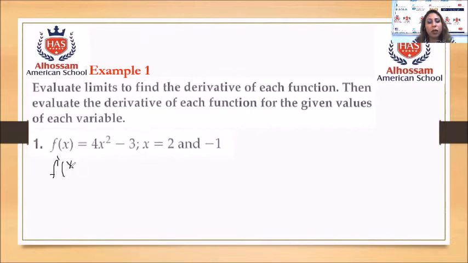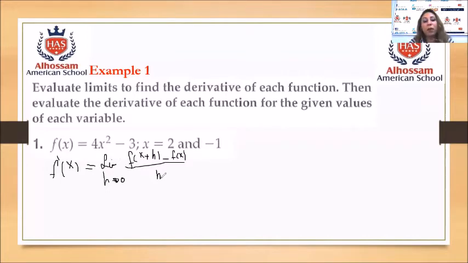What I'm going to do here is, do you remember the rule? It is limit as h approaches 0 of f of x plus h minus f of x all over h. And then I will start here at any point, so I don't have a specific value, so I have to substitute directly by x plus h and x in the relation that I have. What is the relation that I have here? It is 4x squared minus 3.